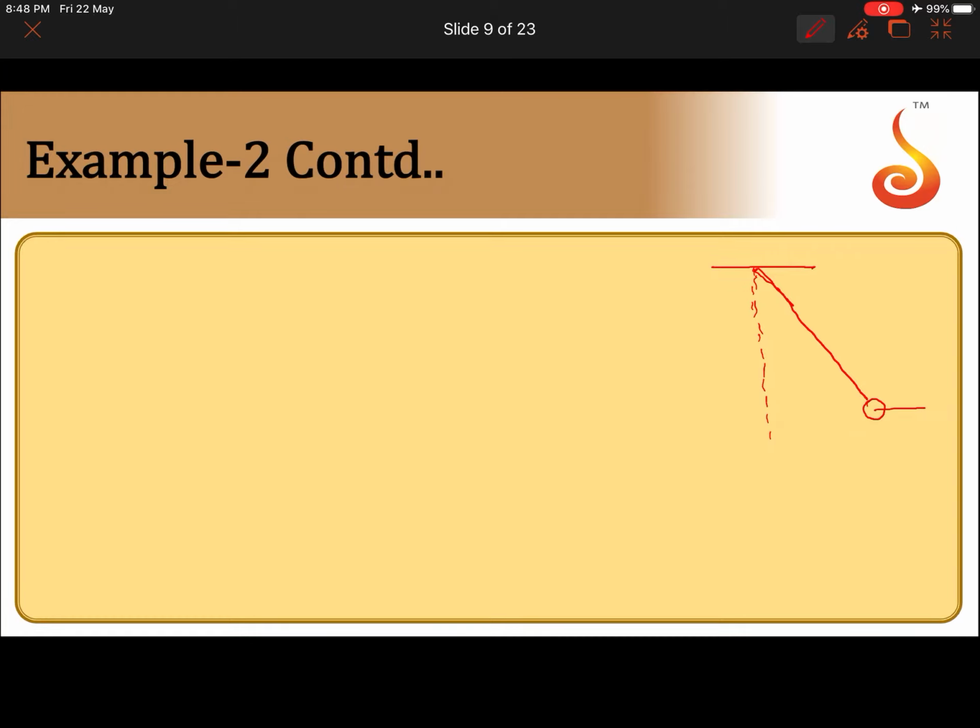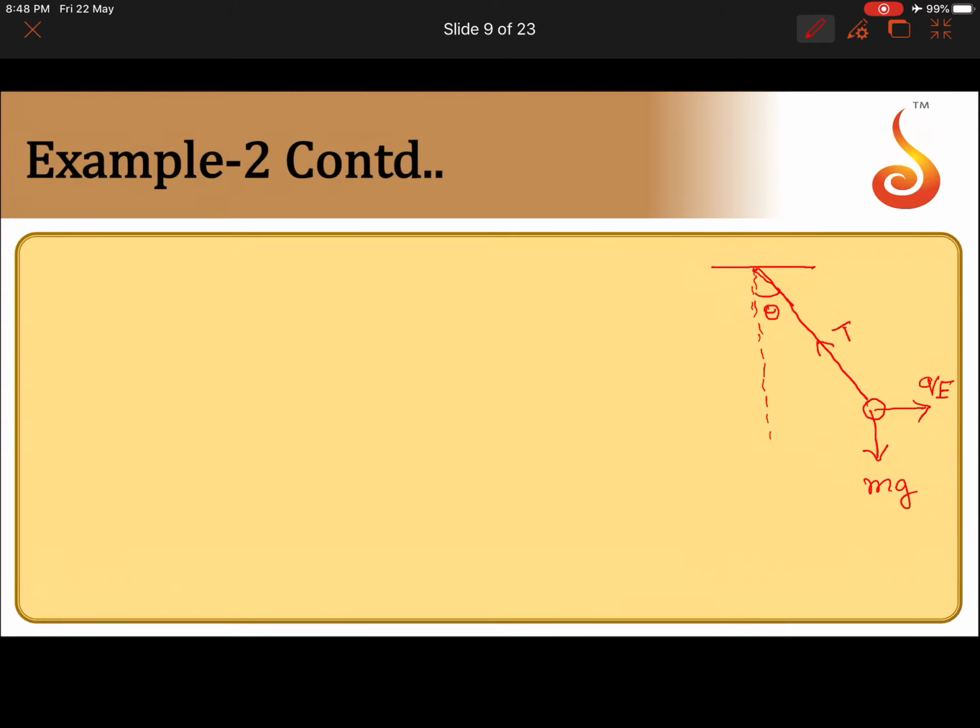Now, there is a force QE acting on the bob in this direction. Tension in the thread is T this way. Weight of the bob mg is acting this way, right? So, now this angle is theta. This is what we have to find. We have to find this theta and also the tension.